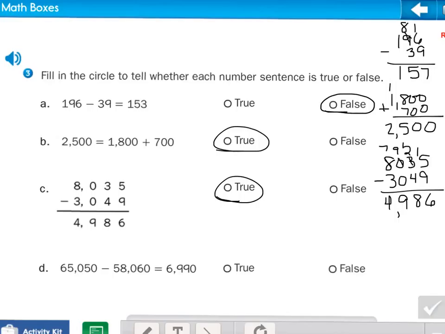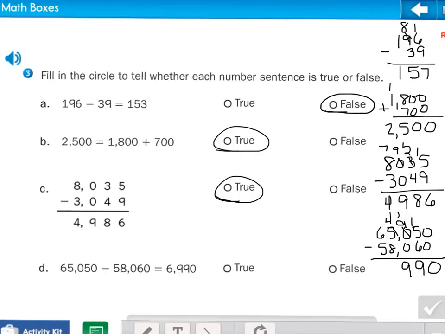And D is 65,050 minus 58,060. 0 minus 0 is 0. 5 minus 6, we can't do it, so we're going to make that a 15, borrow from here. There's nothing to borrow, so you need to borrow from the next number. So 15 minus 6 is 9. 9 minus 0 is 9.